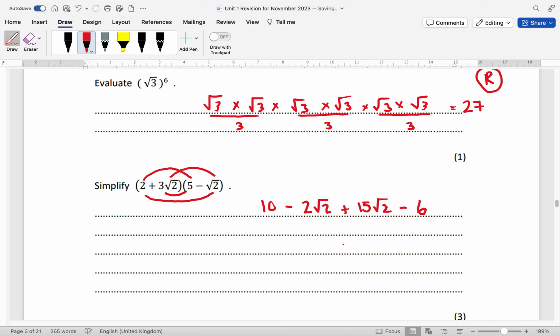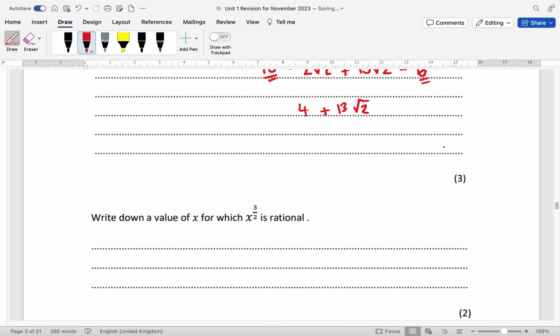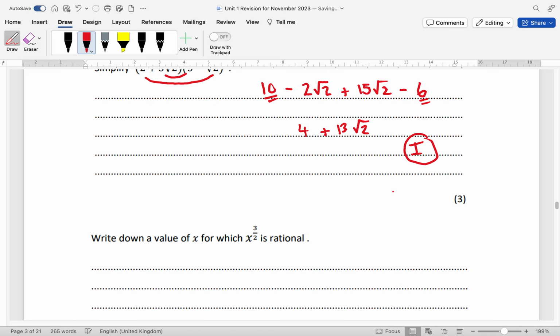Simplified, I can collect numbers together. That's 10 take away 6, which is 4. Then I can collect the roots together: 15 take away 2 leaves me with 13 square roots. And if it asked, that's irrational because it's still got a square root in the answer.